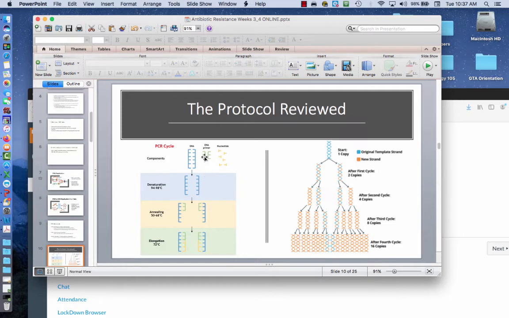All right, then the machine will quickly cool down to an annealing temperature. Ours is going to be about 56 degrees. This will allow our specific primers that we supplied to anneal. These primers are going to be complementary to the transferase gene. And so at the annealing temperature, the primers will anneal if the gene is present. If there's no transferase gene in our template, then these primers can't anneal. But if the transferase gene is present, they will anneal.